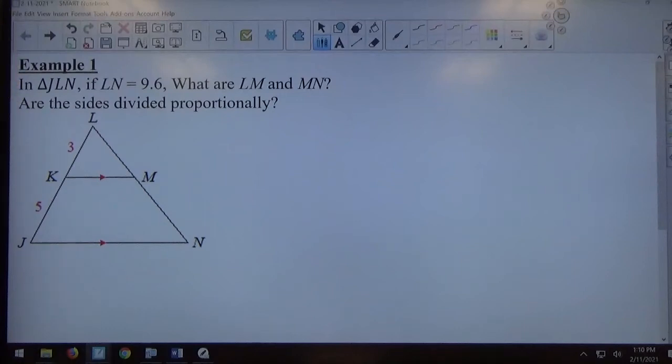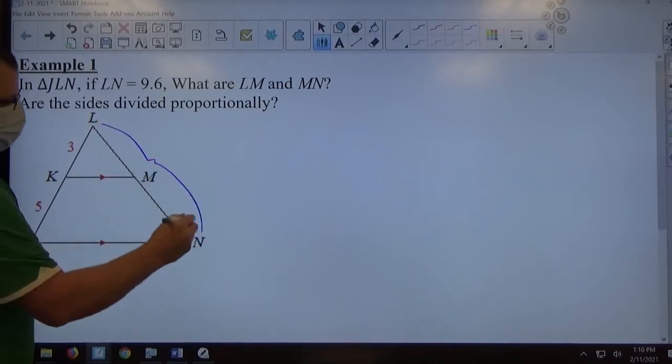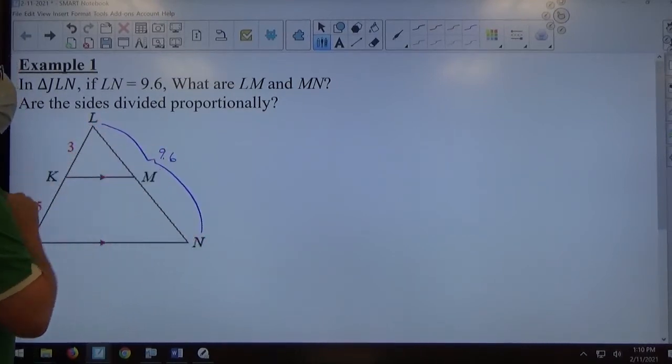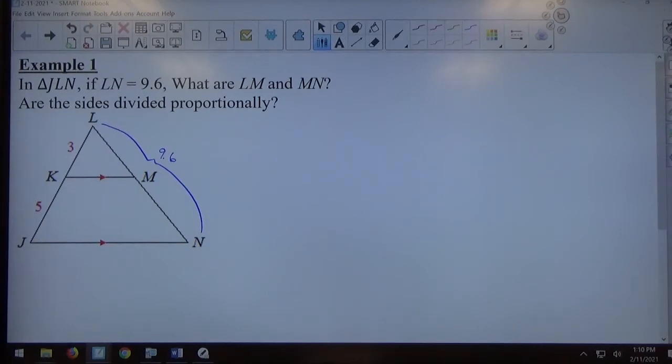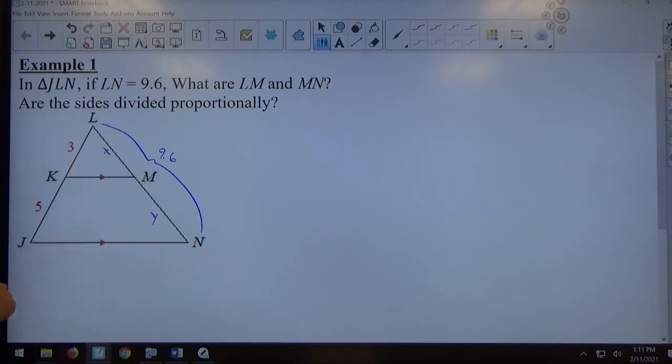All right, so example 1, 7.5. It says in triangle JLN, JLN is the biggest triangle, if LN equals 9.6, so they're telling me this measurement here is 9.6. What are LM and MN? So LM, let's call that X, and MN, let's call that Y, are the sides divided proportionally.